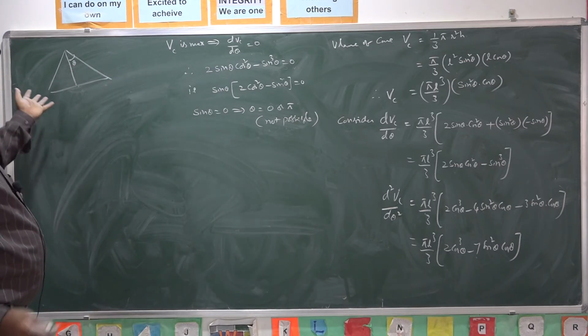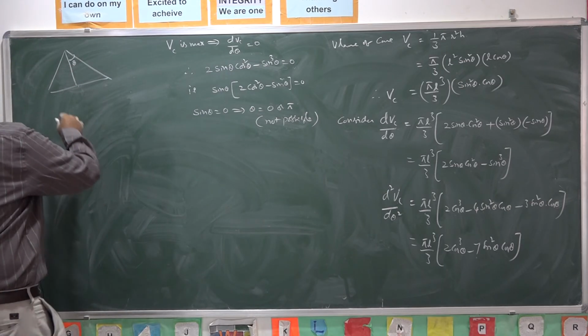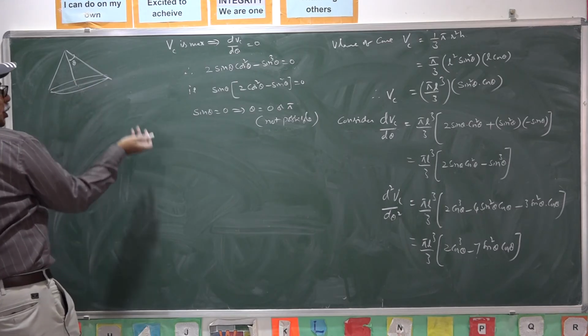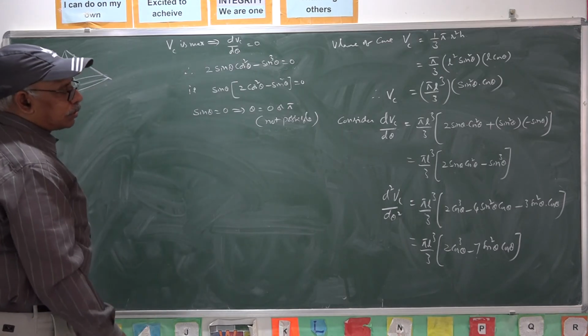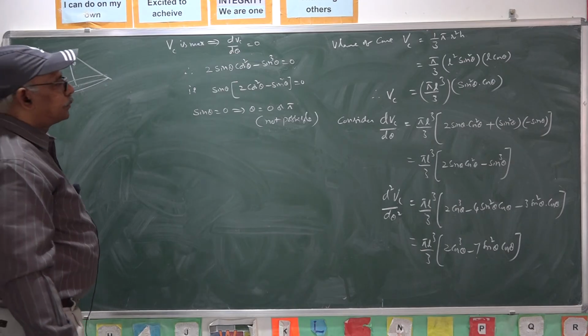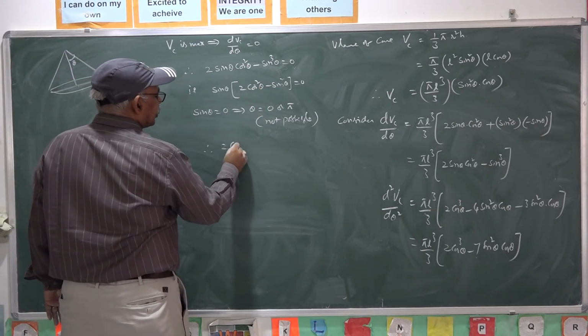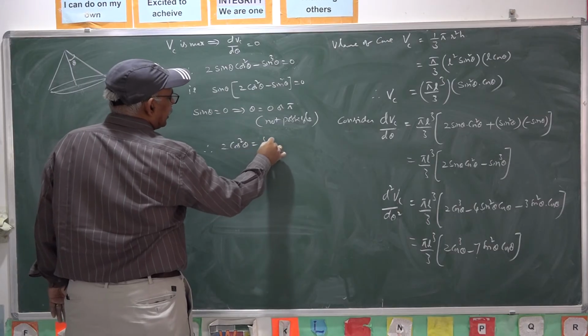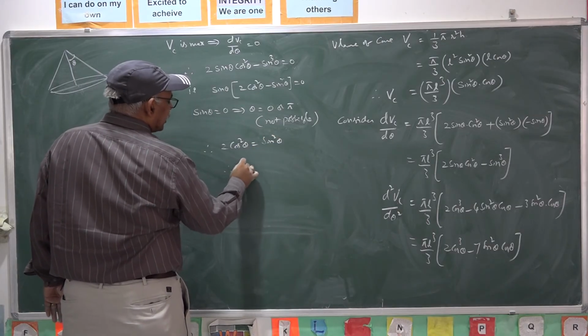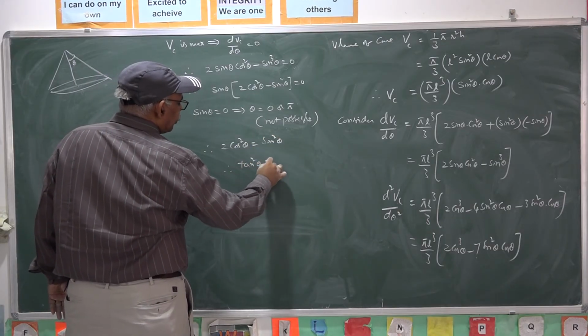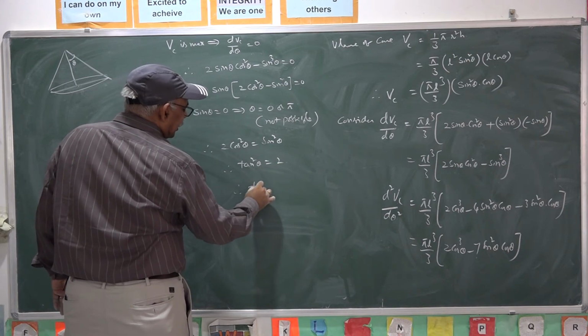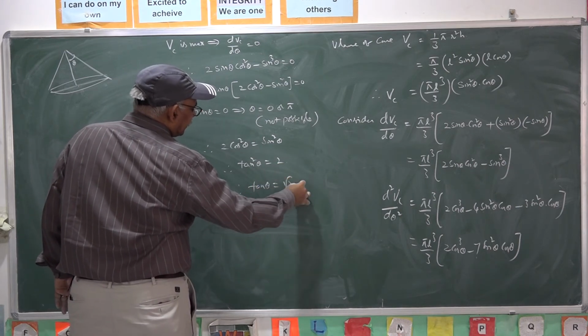Once it is pi, there is no cone. Once it is 0 also, you cannot construct the cone. Hence, it is not possible. So, the other factor is therefore 2 cos square theta equal to sin square theta only. Hence, tan square theta takes the value 2. Hence, tan theta equal to root 2.